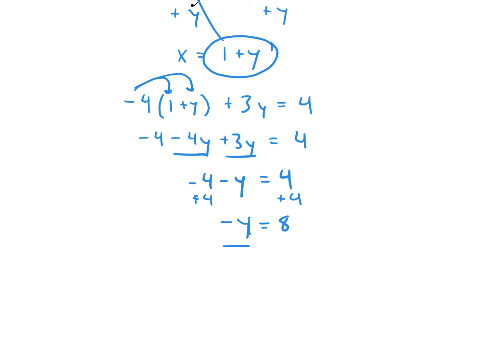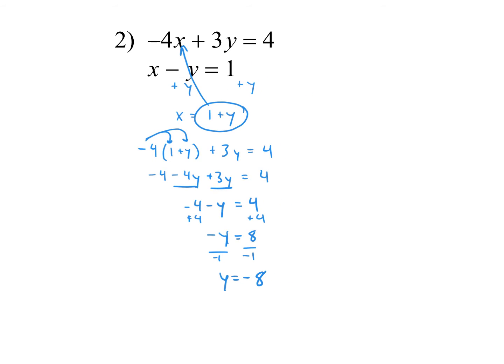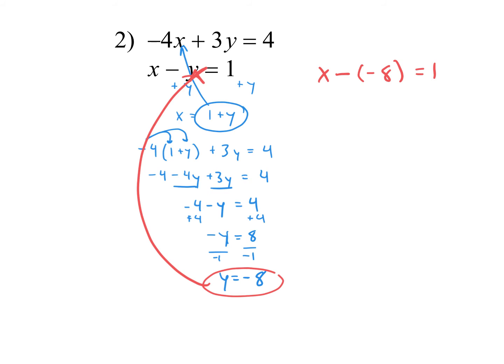Divide by negative 1. So what's y equal to? Negative 8. How do I find x? By plugging the y into the second equation. I'm going to plug it into the second one because the numbers look a little bit easier. Just make sure you plug it into y. So I have x minus negative 8 is equal to 1.